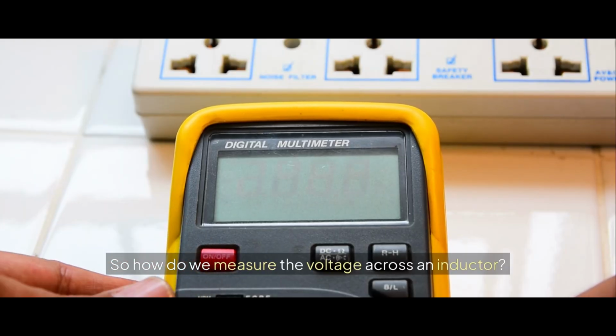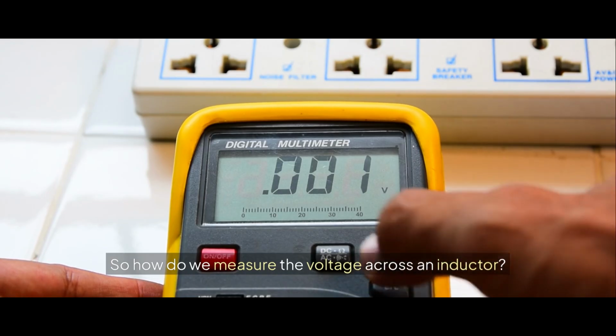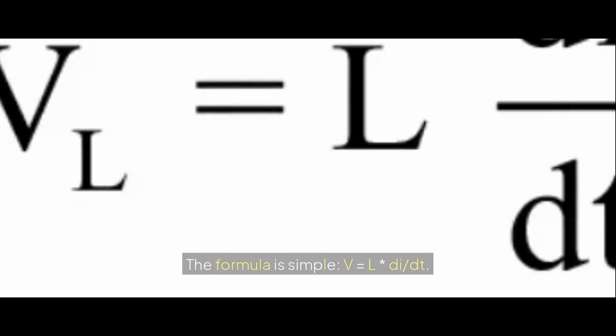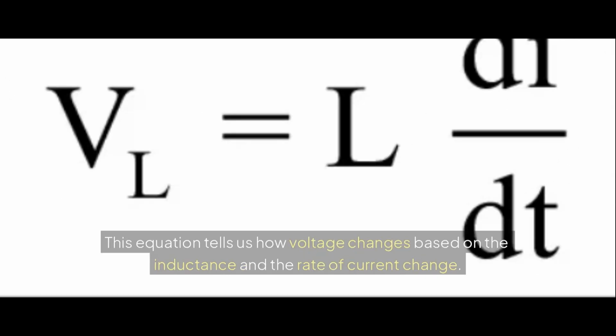So how do we measure the voltage across an inductor? The formula is simple. V equals L times di/dt. This equation tells us how voltage changes based on the inductance and the rate of current change.